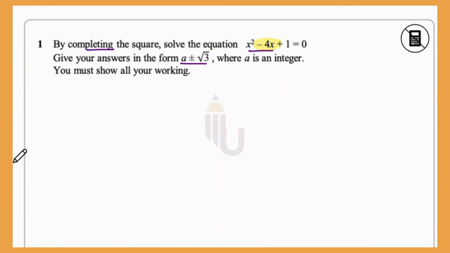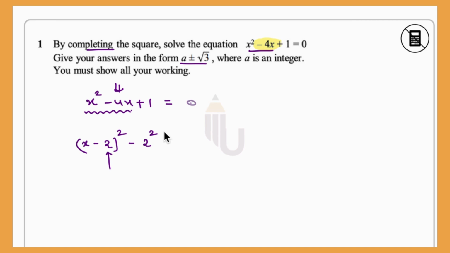Now for that, the best thing to do is: x square minus 4x plus 1 is equal to 0. Look at these two terms. Whatever is the middle term, you just halve it. So it will be x minus 2. Now we know that it will be (x - 2) whole square. So I will just put it like this. And then whatever is this number, I have to just subtract the square of that number.